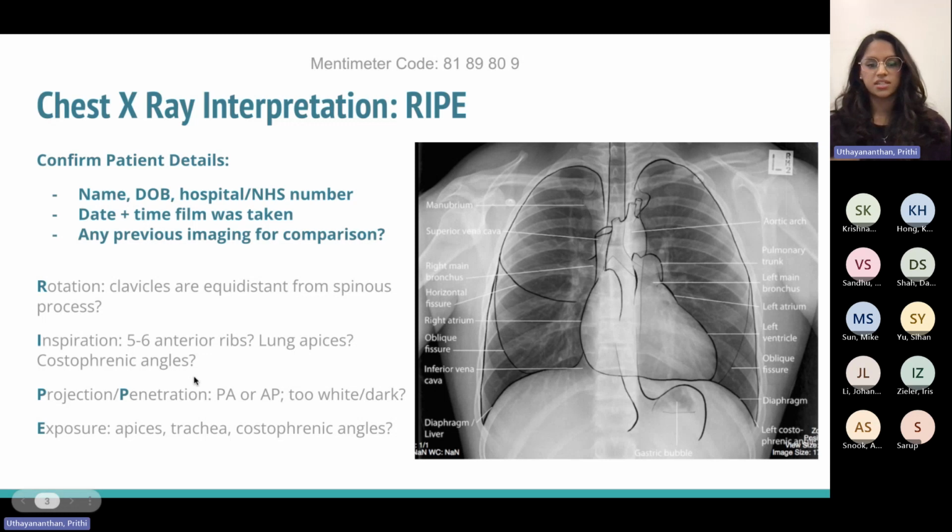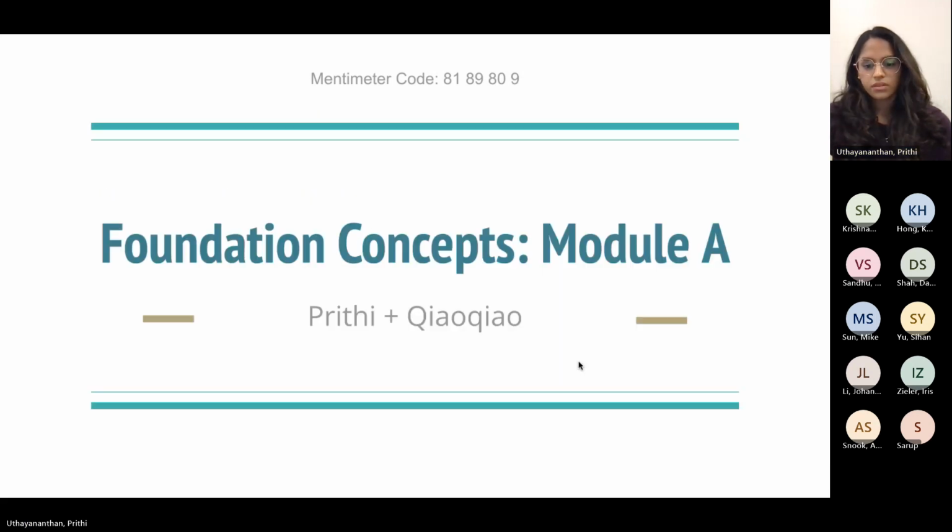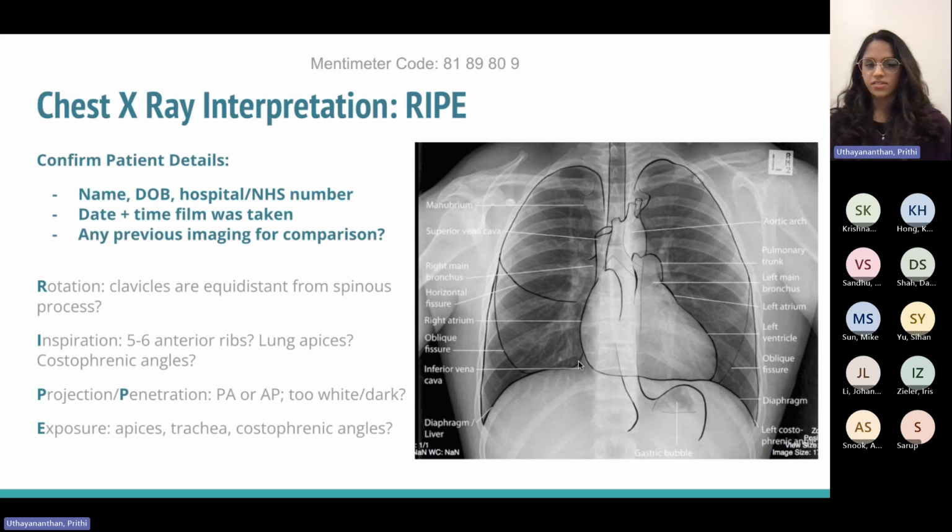I is for inspiration. This is to make sure that the patient is taking a deep breath in when the X-ray is being taken, because we want to see the full lung fields clearly. We do this by ensuring that there are 5 to 6 or more ribs seen anterior. So that would be at the back. These ones here, you would count: 3, 4, 5, 6, 7. You can see.